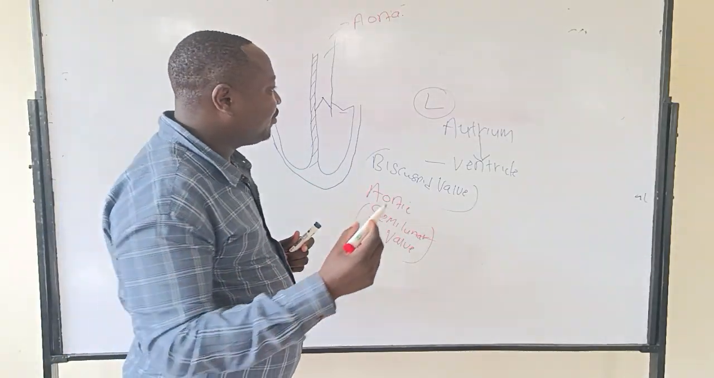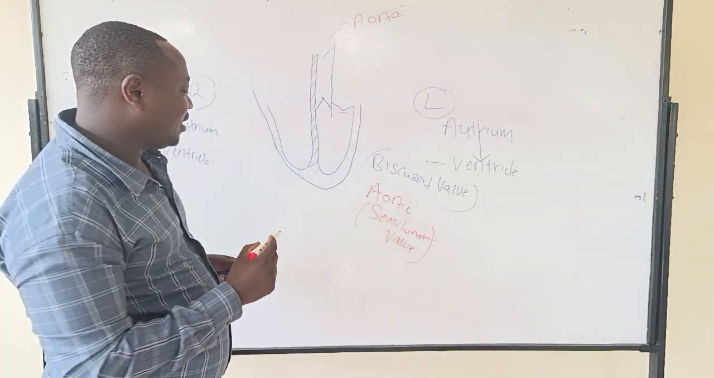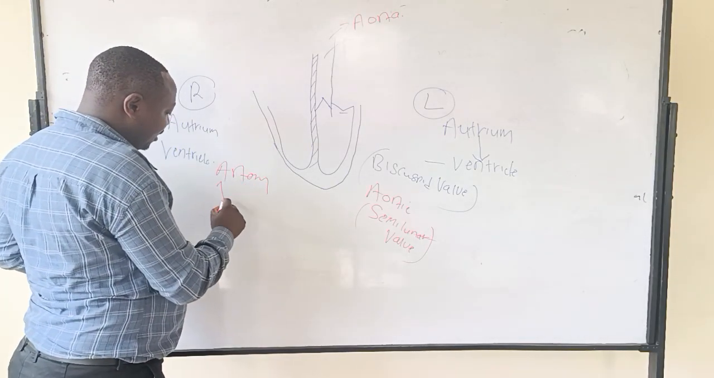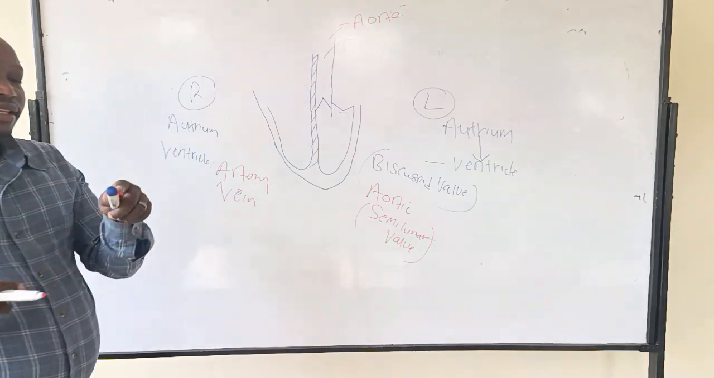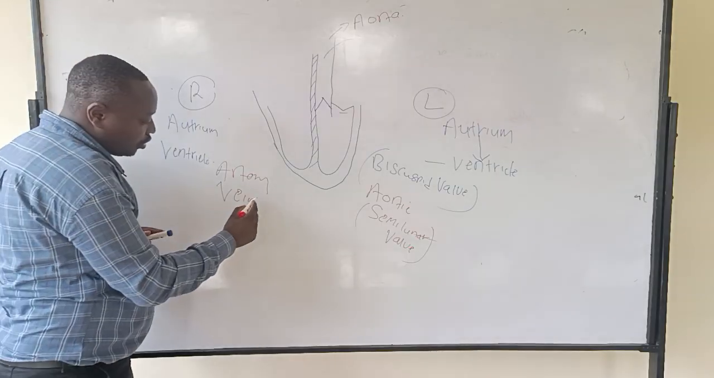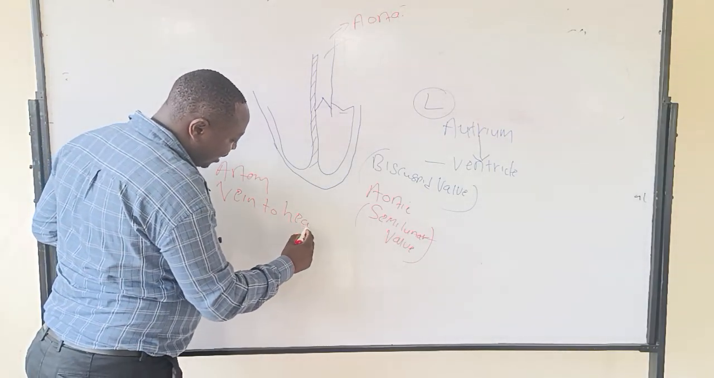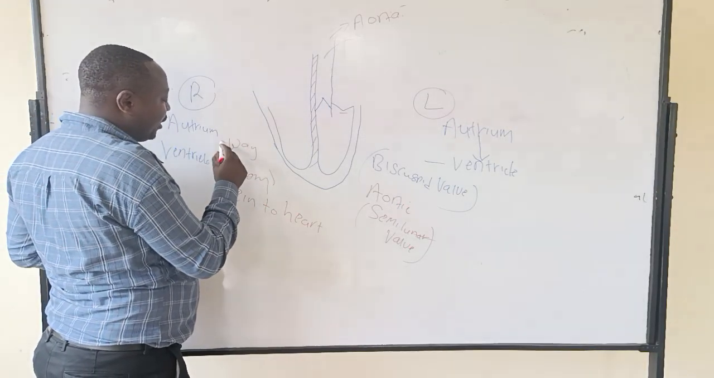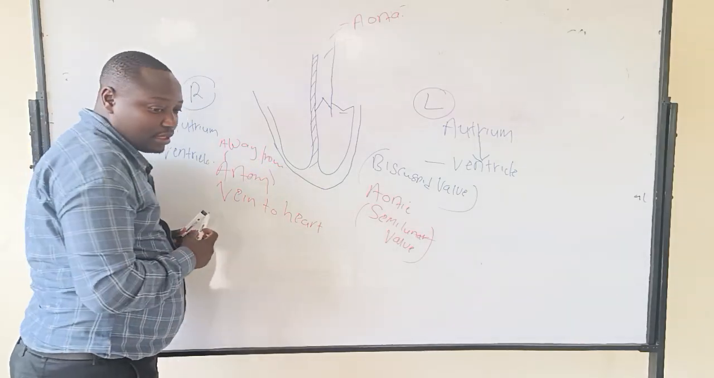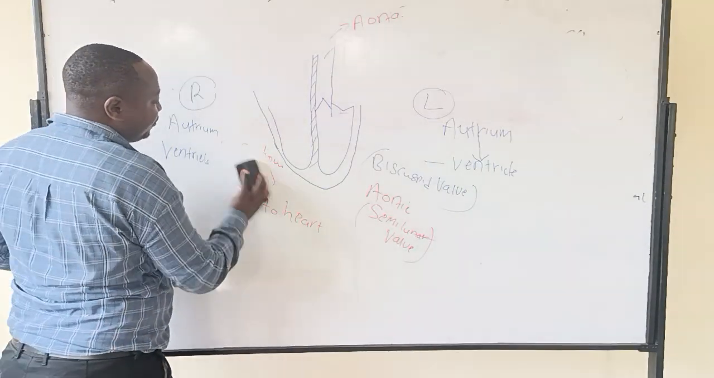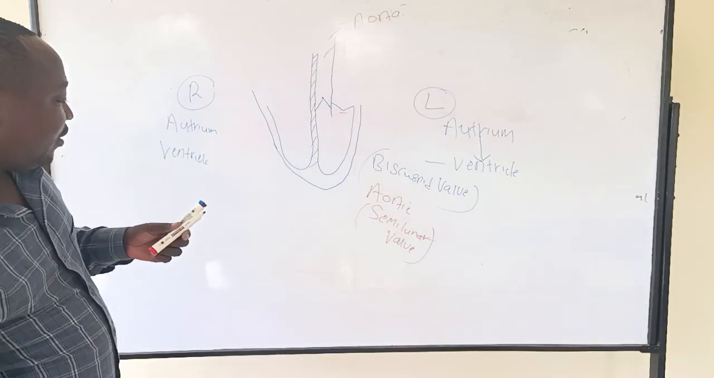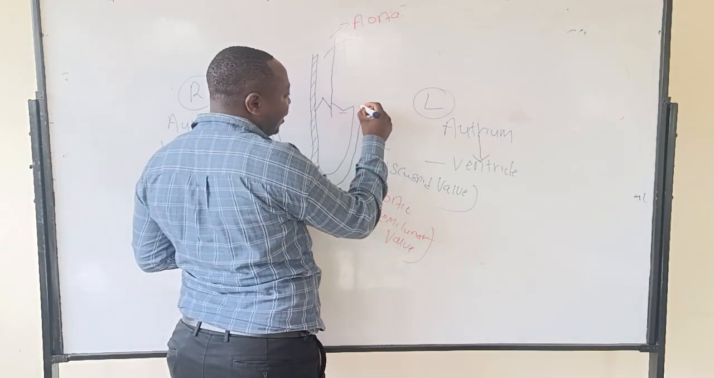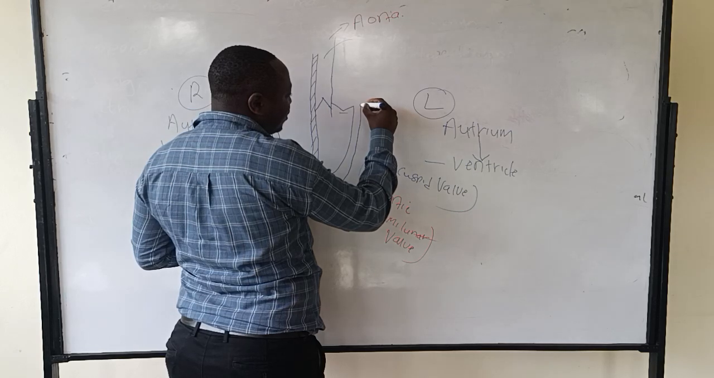What you need to know is the difference between these blood vessels, the artery and the vein: the vein usually carries blood to the heart, and the artery carries blood away from the heart. So don't forget that. Then after that, we can proceed with drawing our ventricle.